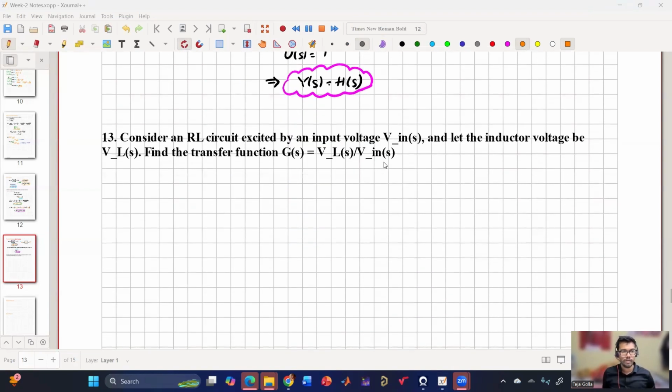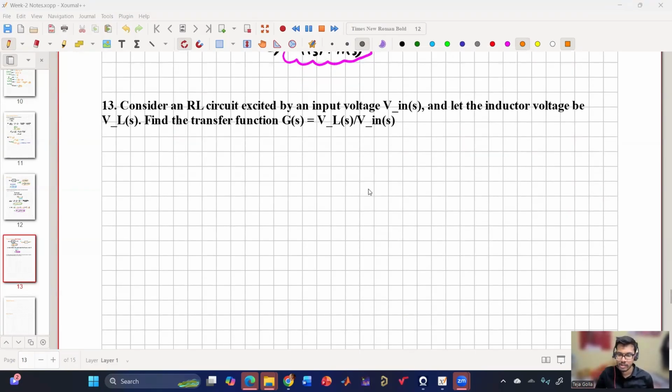Okay, now let us solve one more problem. Consider an RL circuit excited by an input voltage V input of S. So everything is in S domain. Let the inductor voltage be VL of S, and the transfer function G of S is defined as VL of S by V in of S. We have to calculate it. So I'll give you some insight about how to convert RLC in time domain to frequency domain.